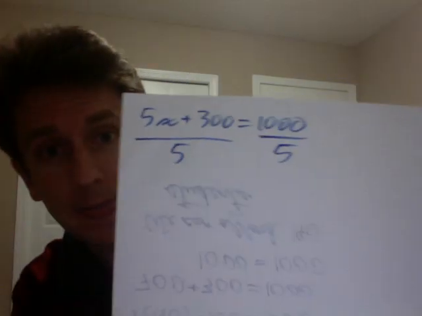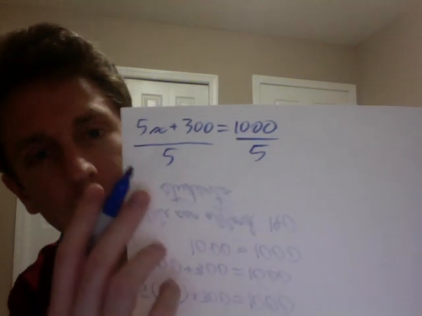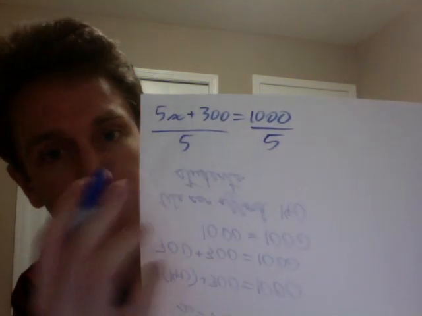Okay, so we're going to divide everything on one side by 5, divide everything on the other side by 5. This is going to be kind of weird. We're going to divide the 5x by 5 and divide the 300 by 5. So 5x divided by 5 should be x. 300 divided by 5 should be 60. And the 1,000 divided by 5 is 200.